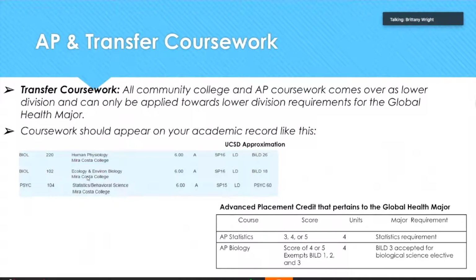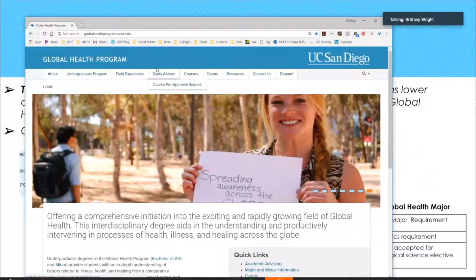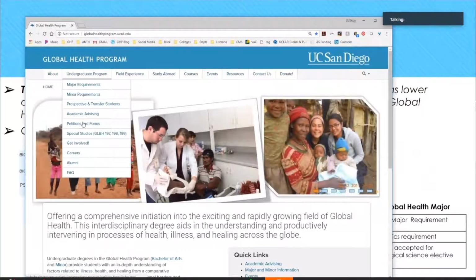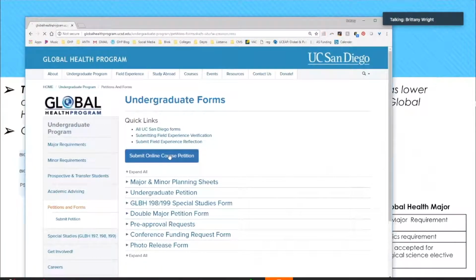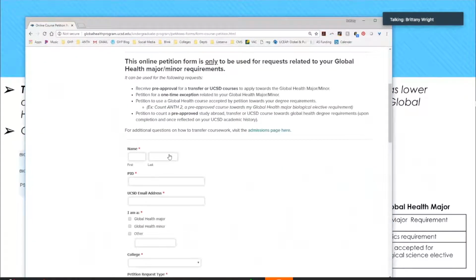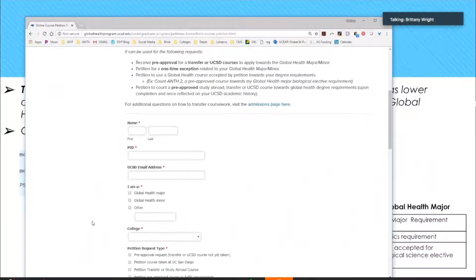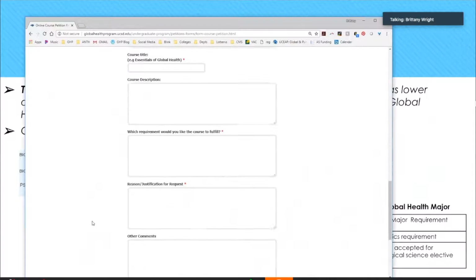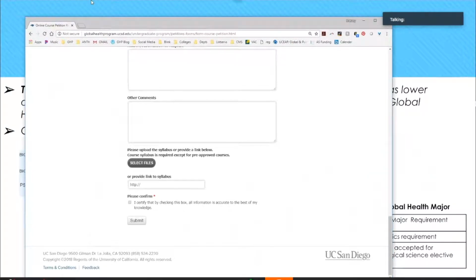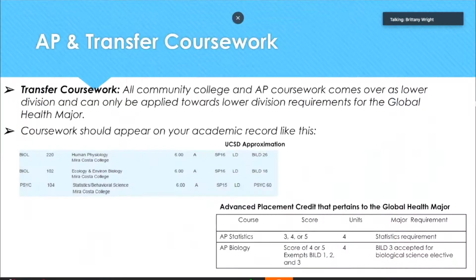So if you took ecology and environmental biology, that was already equivalent to UCSD's Build 18 course. And then if you took stats and it's already been articulated to a UCSD course, it'll automatically show up. If not, you can submit a petition. So if you're on the Global Health website, you would go to petitions and forms, and then you would submit an online course petition. So say you took stats, but it's not automatically counting already for Global Health. You would submit the petition here and include the syllabus, and then our program director reviews your request, and we will get that handled for you.